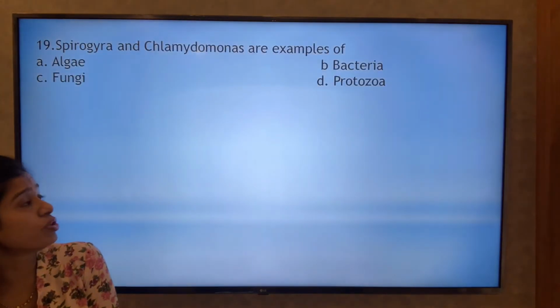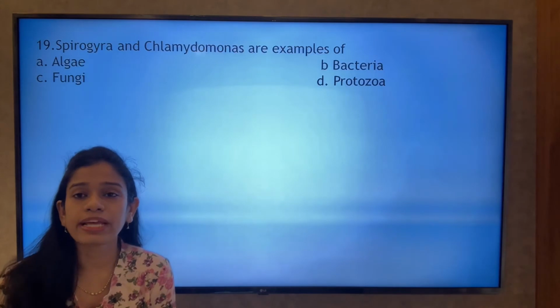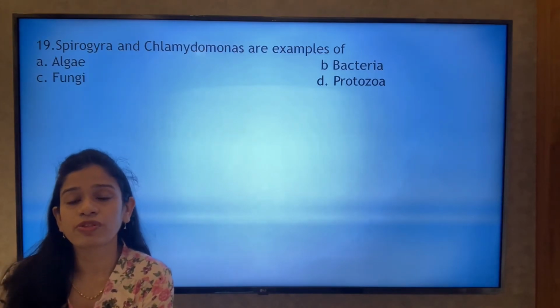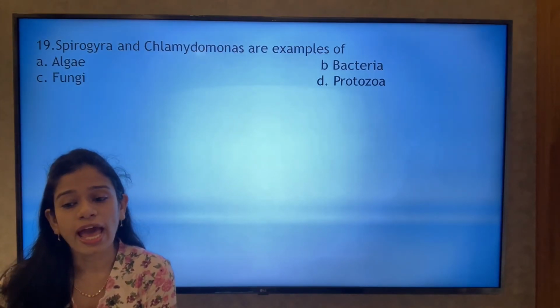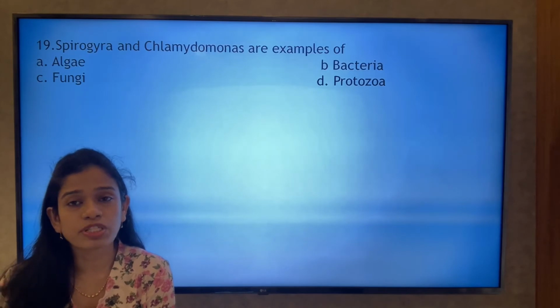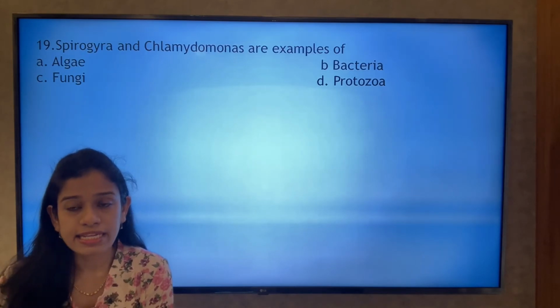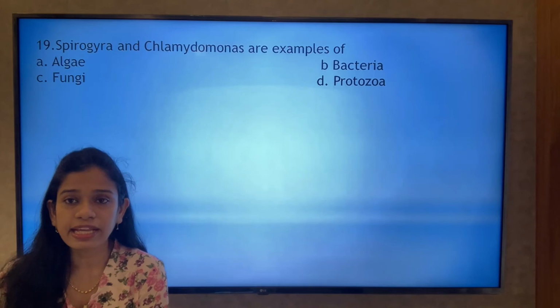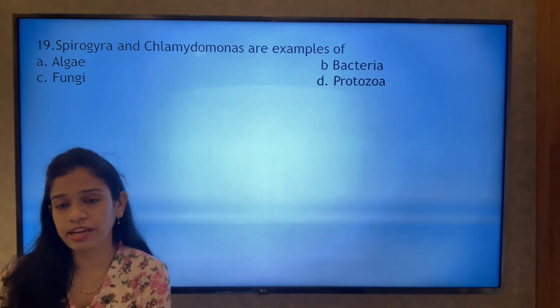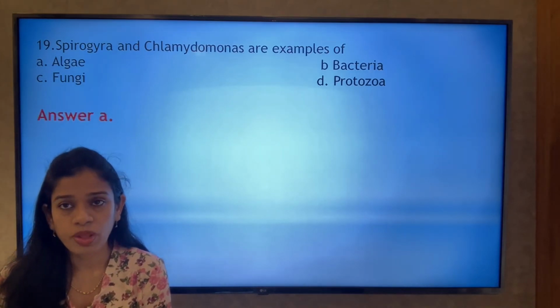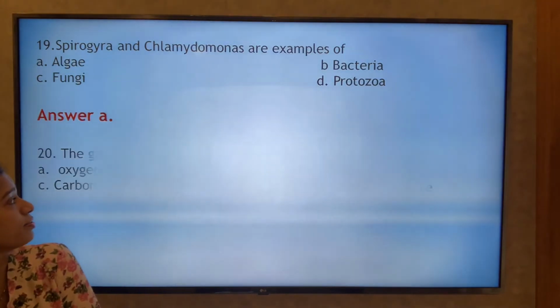Spirogyra and Chlamydomonas are examples of what? Chlamydomonas and Spirogyra are examples of algae. Yes, option A is correct. They are examples of algae, not bacteria, fungi or protozoa. Option A is the correct answer.